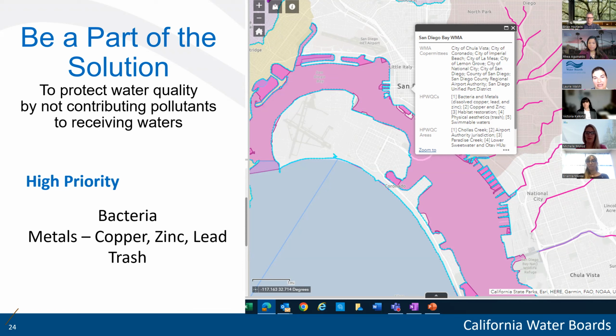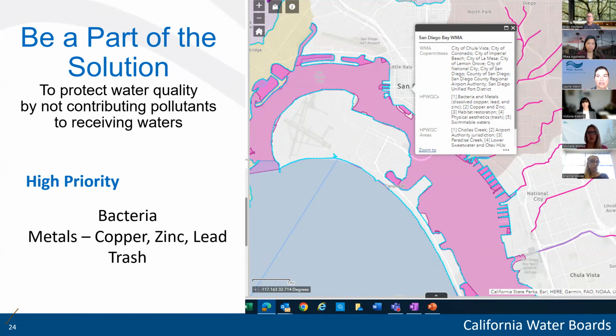And you might see, once you zoom in, something called an HPWQC, that stands for a high priority water quality condition. And the city is a permittee, and they are one of many within the San Diego Bay watershed. And they, along with other cities, work to control pollutants within the watershed at large, to control any pollutants that would discharge to these high priority water quality conditions. And some of them say like benthic and macroinvertebrates.